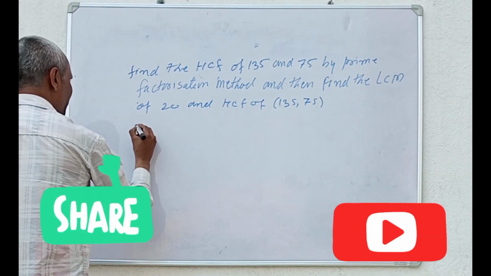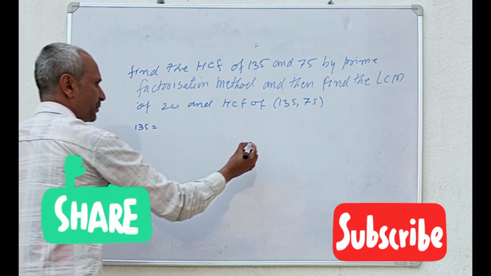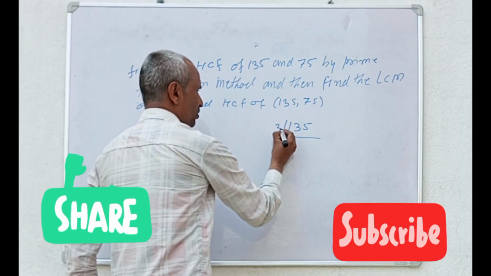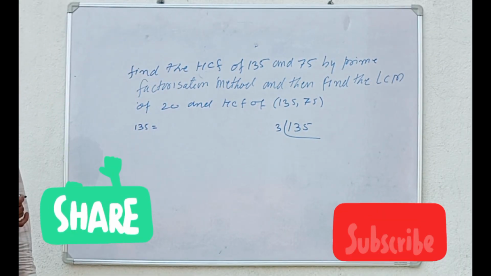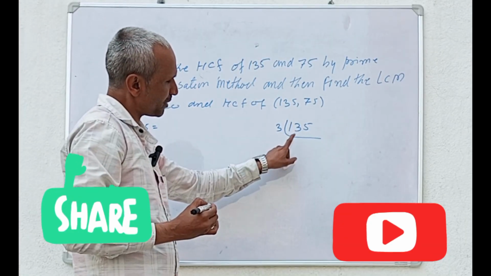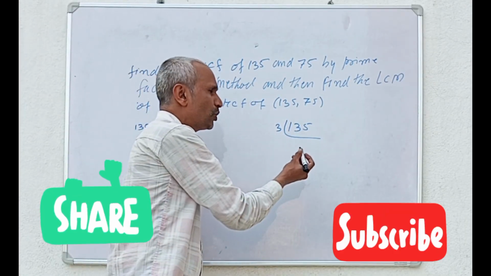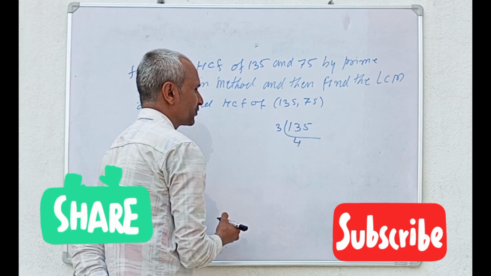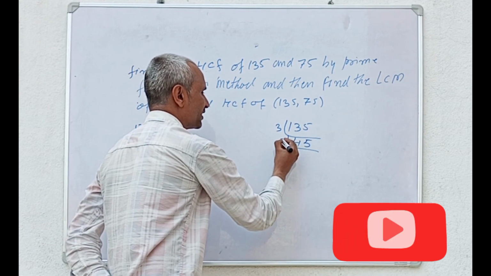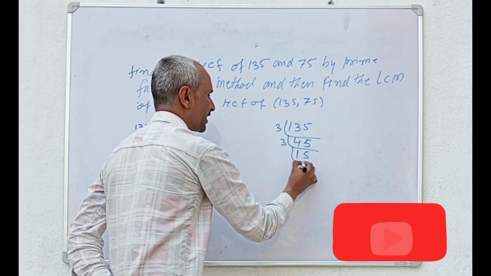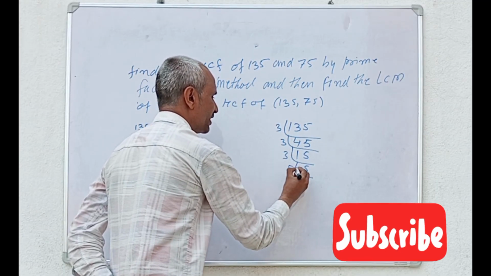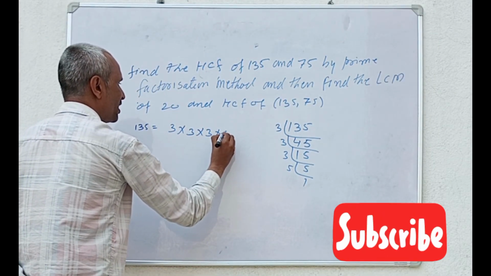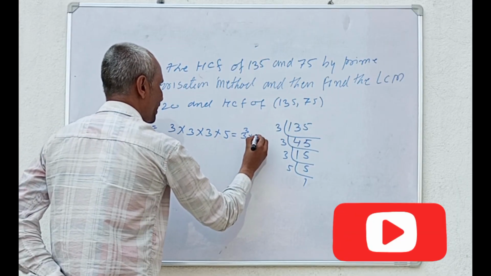The number given here is 135. We can make the prime factorization of 135. It can be divided by 3, because the sum of its digits is divisible by 3. It will not go by 2 because it is not an even number. 3 fives are 15, again by 3: 3 ones are 3, 3 fives are 15, then 5 and 5, 1. So 135 is 3 into 3 into 3 into 5, which is 3 to the power 3 into 5.